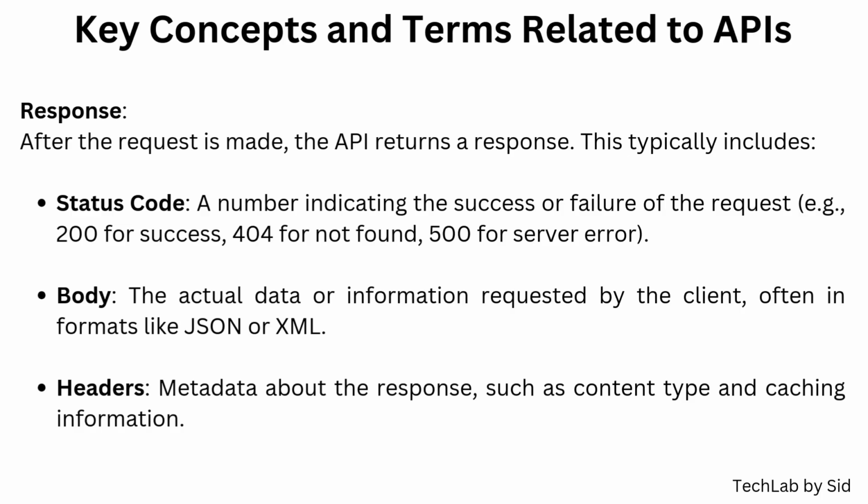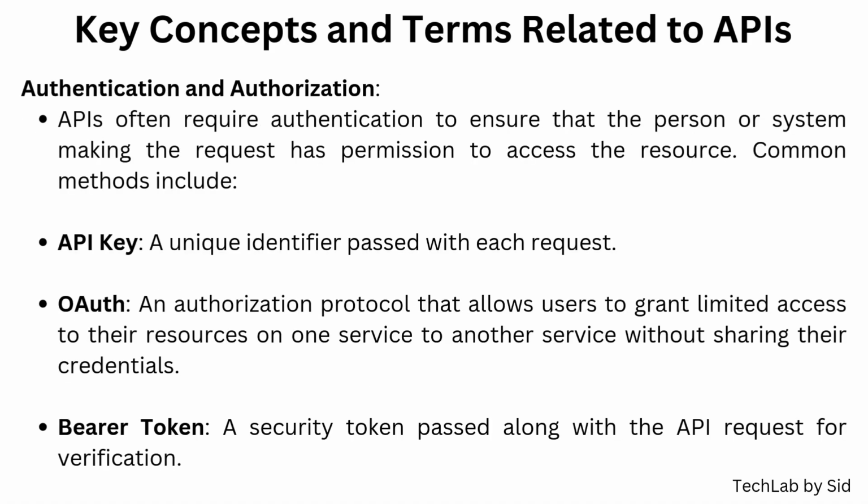Response. After the request is made, the API returns a response. This typically includes: Status code, a number indicating the success or failure of the request, for example, 200 for success, 404 for not found, 500 for server error. Body, the actual data or information requested by the client, often in formats like JSON or XML. Headers, metadata about the response, such as content type and caching information.